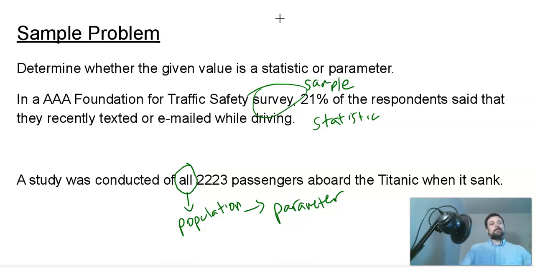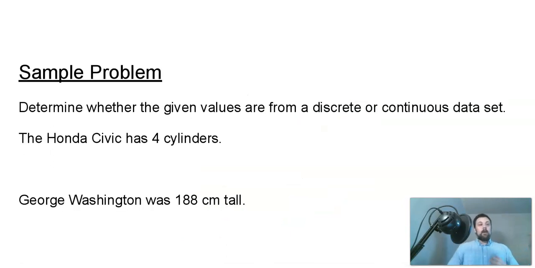And again, don't read further into it than just what's given in the problem. You just want to base it on what you actually were given. All right, determine whether the given values are from a discrete or continuous data set. The Honda Civic has 4 cylinders.